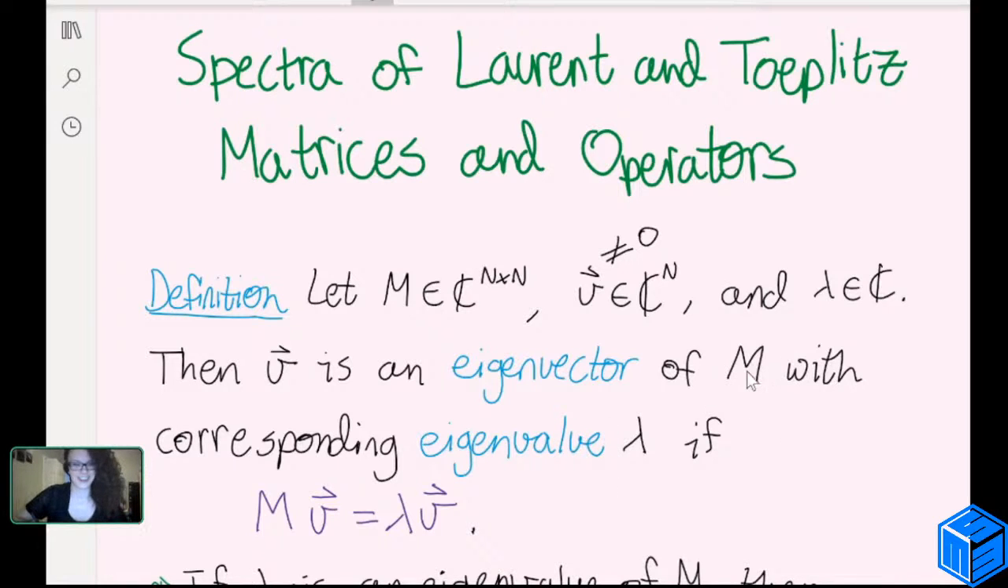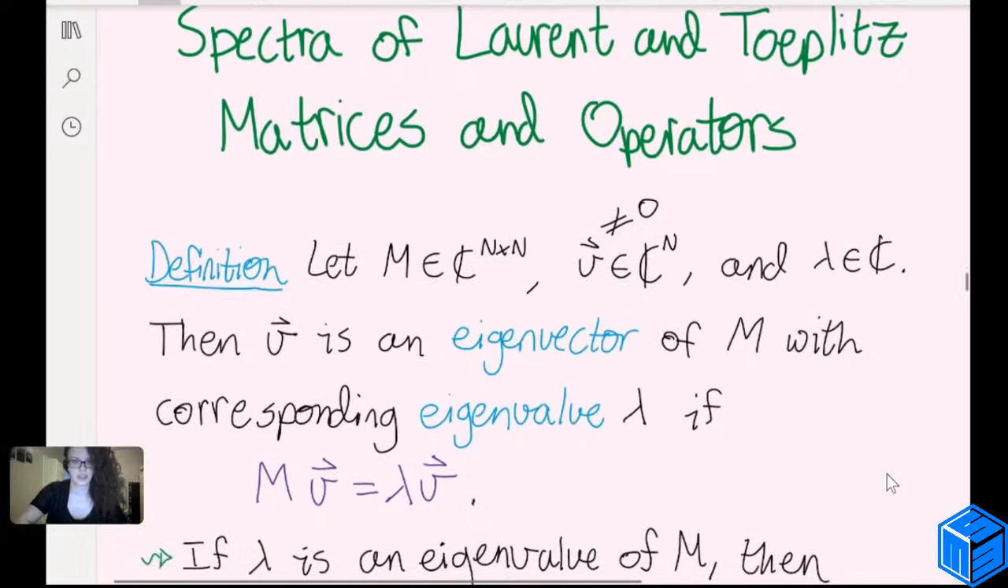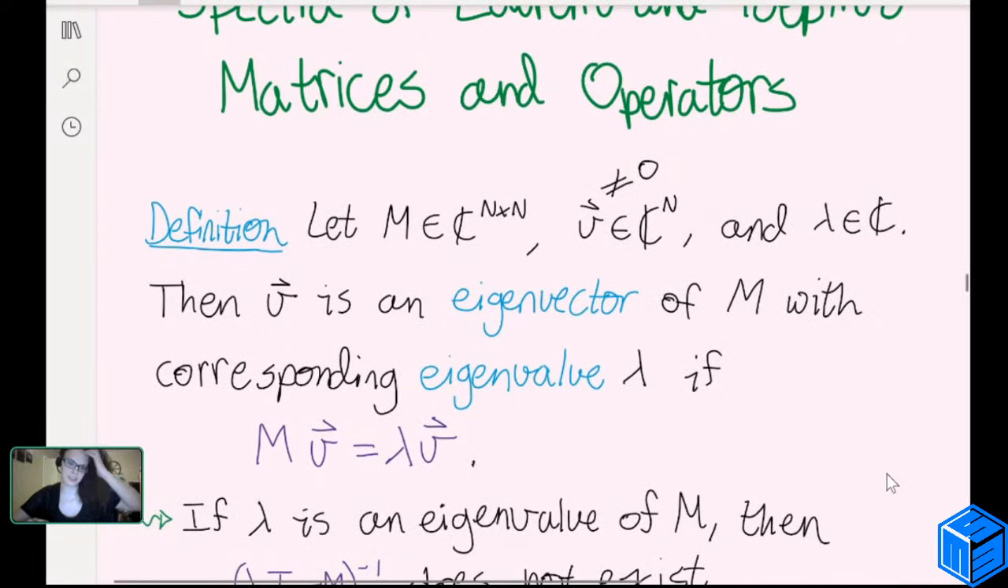Okay, so v is an eigenvector of M, excuse me, if we have this eigenvalue here such that M acting on v is equal to lambda times v. So eigenvalues are nice because they're like the heart and soul of a matrix.